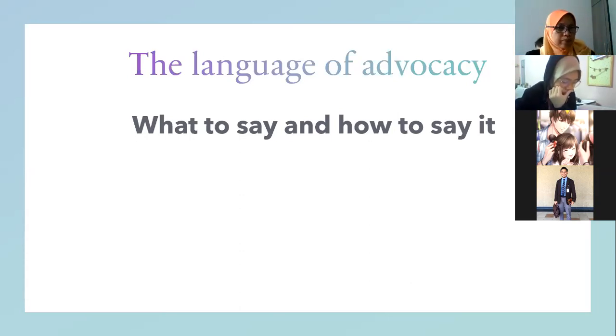So, language of advocacy ya. Apa maksud language of advocacy ni? It is basically what to say. Apa yang hendak dinyatakan and how to say it. Okay. How to say it. Dalam mahkamah, kalau you selalu dengar kadang-kadang, you dengar perkataan yang you jarang dengar dekat luar. Orang luar tak akan sebut perkataan-perkataan tersebut.